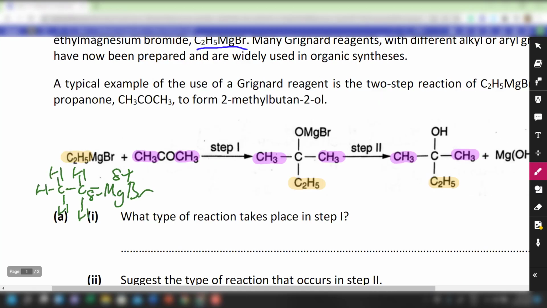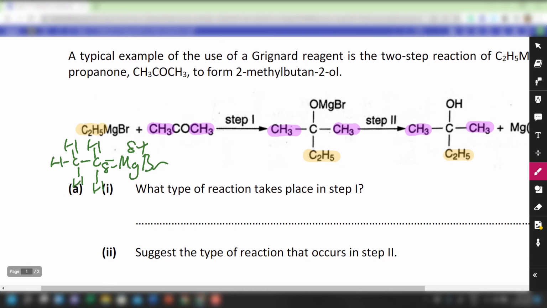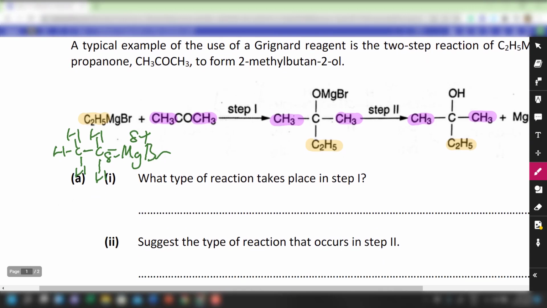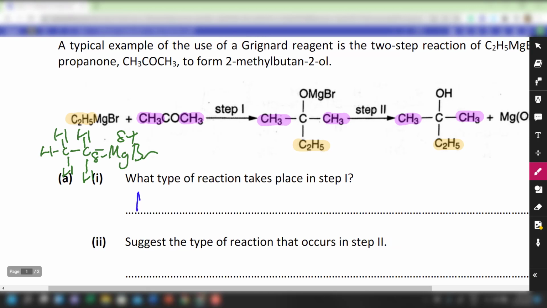Okay, so now let us jump straight into part 1. What type of reaction takes place in step 1? I think we have already indirectly answered this particular question, because when we were drawing out the structure for ethyl magnesium bromides, we highlight that the carbon directly bonded to the magnesium takes on a permanent partial negative charge. So therefore it behaves as a nucleophile. So the first step is therefore nucleophilic addition. So I don't think it comes as a surprise to many of you. So there will be nucleophilic additions.